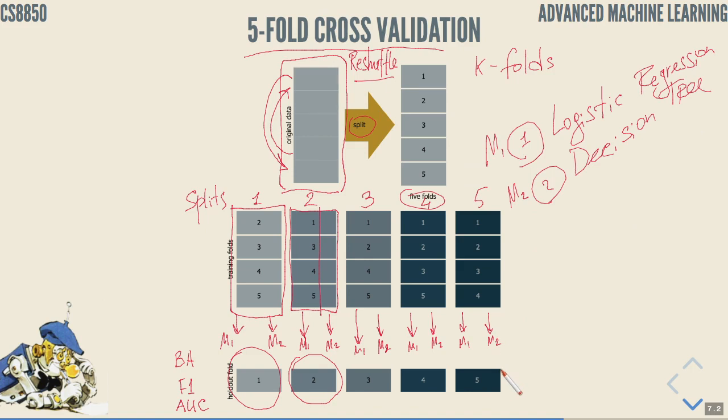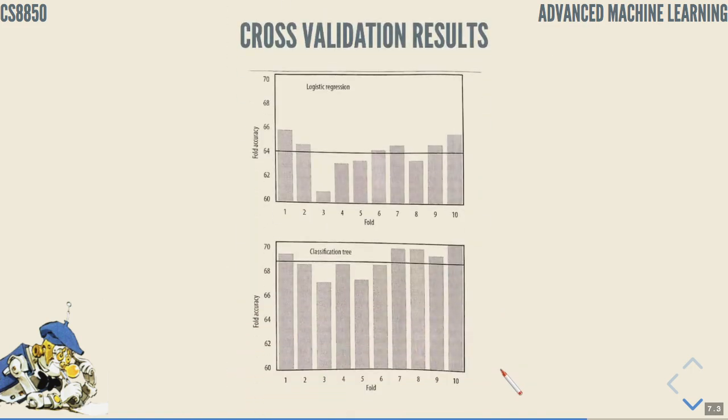So after doing that, we can look at the results. Well, this is a result of a different cross-validation. In this example, as you see, it's a 10-fold cross-validation. And we see performance of logistic regression with the mean at 64, and performance of decision tree with the mean closer to 69, and we also see variability.